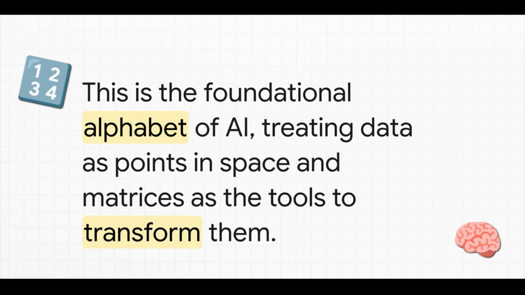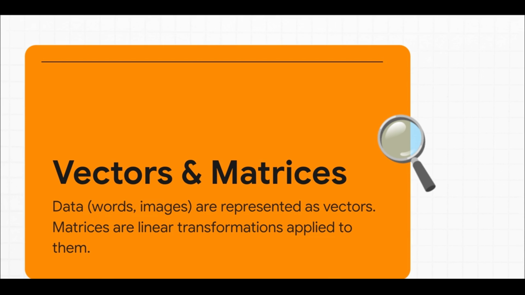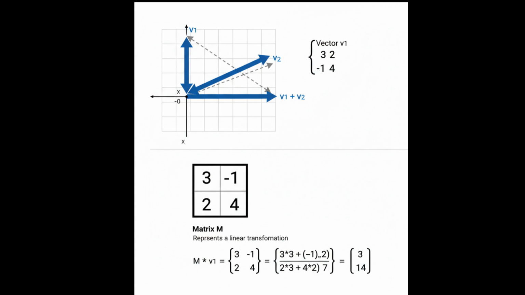Okay, idea number one. Think of this as the absolute alphabet of AI: vectors and matrices. This is how machines learn to perceive our world. To an AI, a word, an image, even a user's preference, it's not abstract, it's an arrow, a vector pointing to a specific location in a massive multidimensional space. And matrices? Well, they're the tools that grab those arrows and move them around, rotating, scaling, and transforming them to find new relationships. This is the language of data.